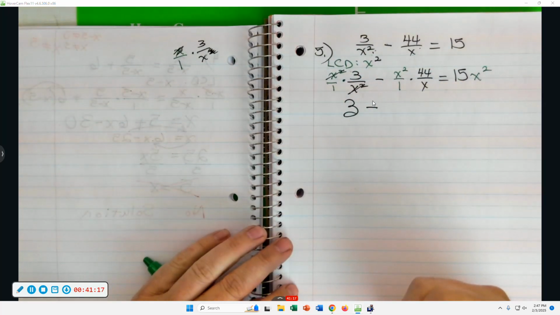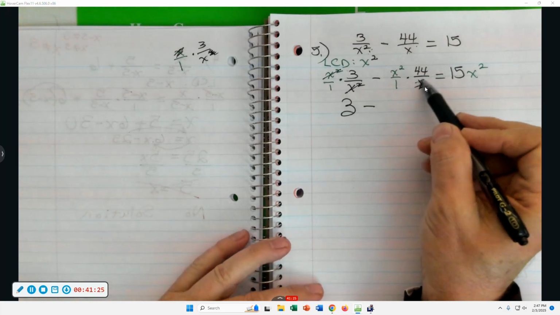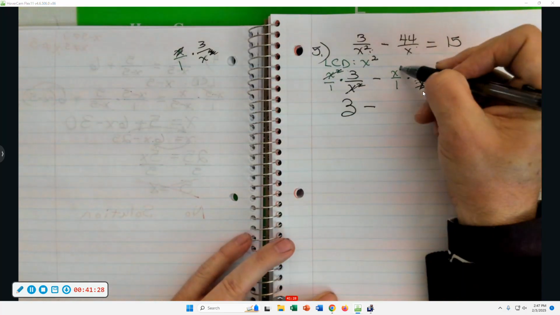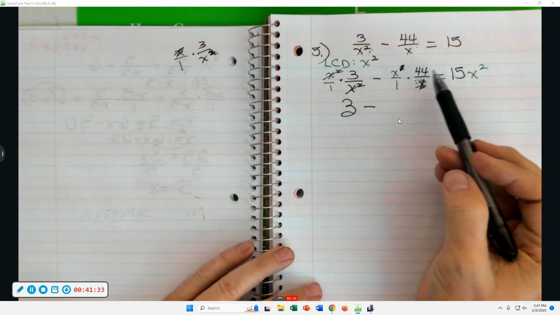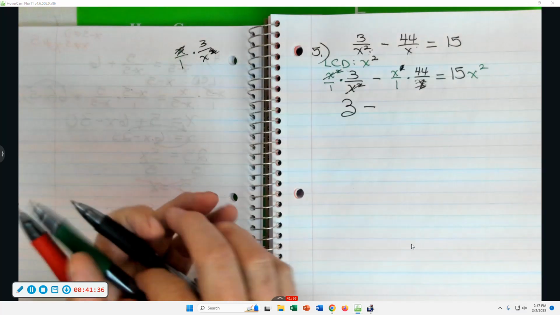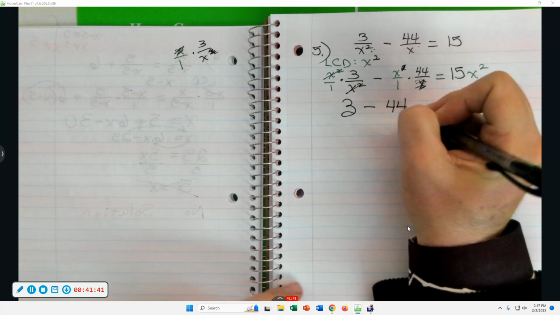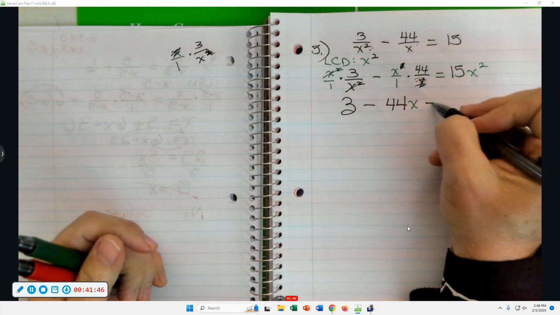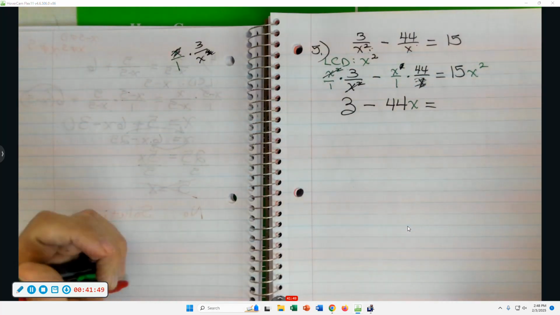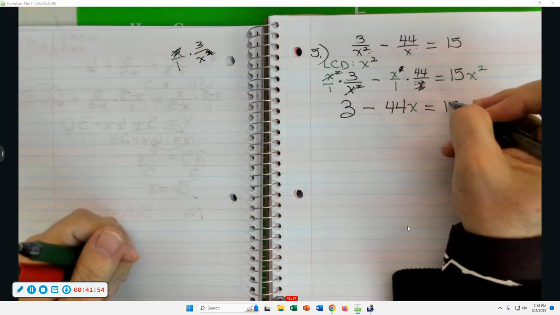Now the second term, what's going to cancel? That 1 x above and below. So we've canceled that x. We no longer have 2 x's on top, but we still have an x left over. We have x times 44. I'll write that as 44x. Any questions on my logic there? Equals. Is anything going to cancel on the right? There are no fractions, so you're just stuck with a 15x squared.